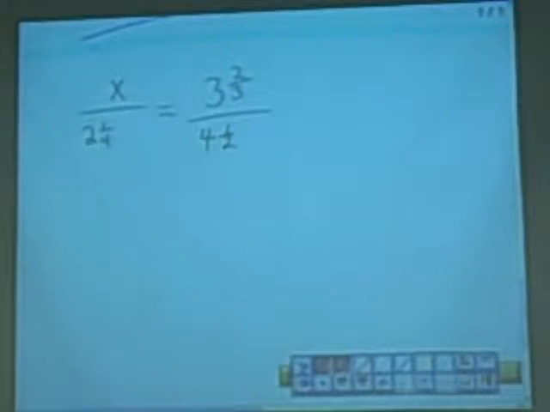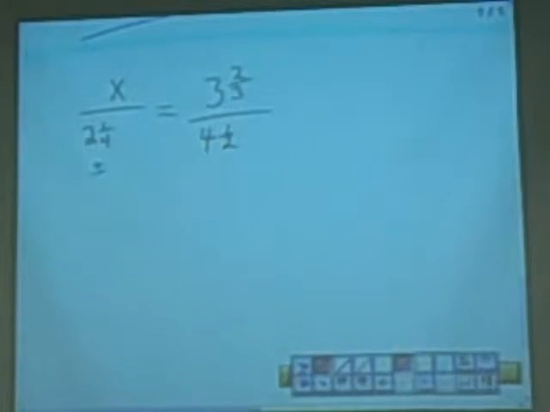All right. Here we have x, just the variable in the numerator, over 2 1/4, and then equals 3 2/3 over 4 1/2. Okay, what's the first thing we do? Change them to improper fractions. So this 2 1/4 becomes, 2 times 4 is 8, plus 1 is 9.